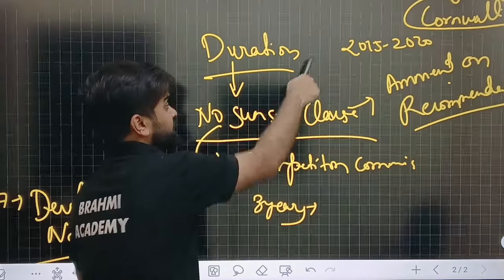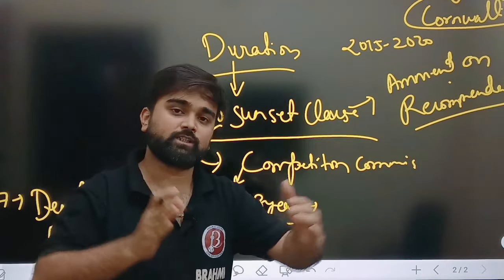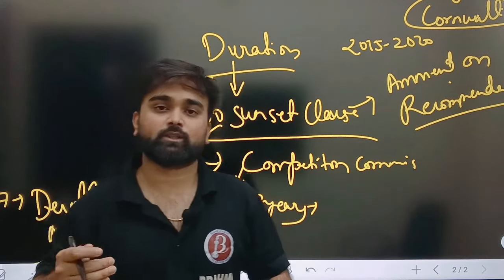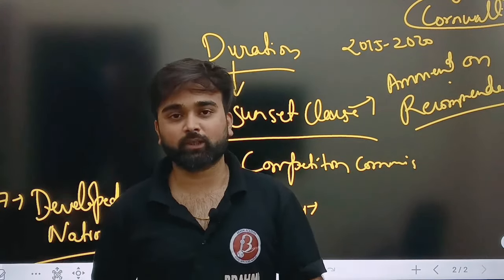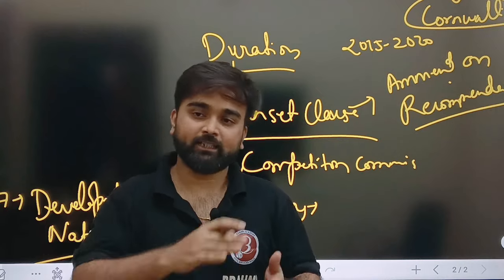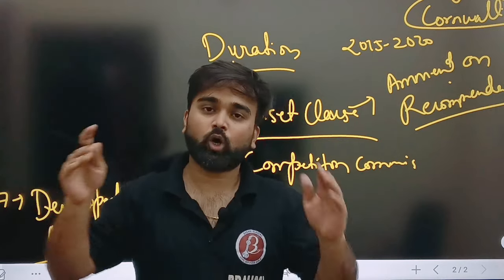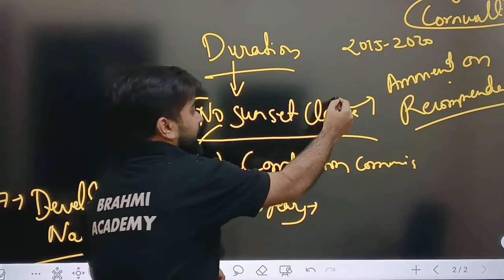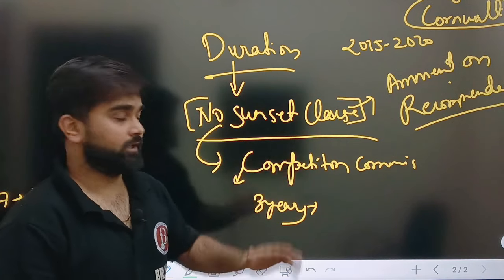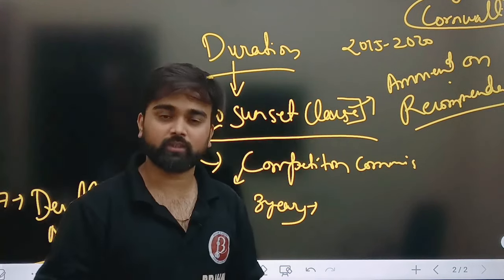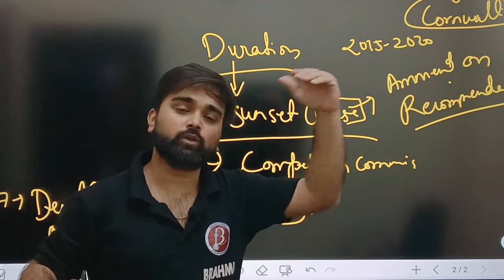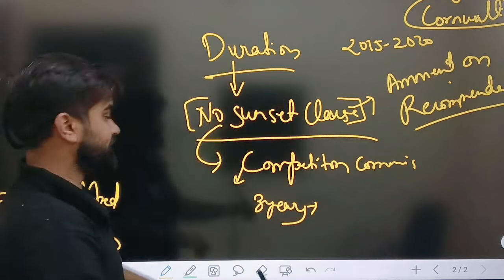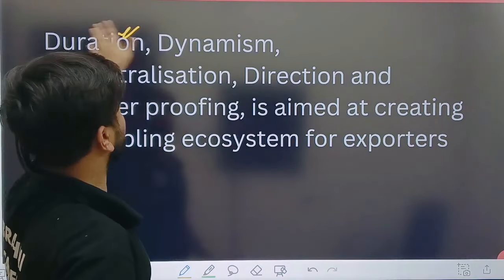Similarly, what the government wants is to fix this foreign trade policy for the longer term, so the confidence of exporters will be more, because they know these policies won't change overnight. It will be gradually changed, or else it won't be changed. That is why the government has put this no sunset clause, ensuring the trust and confidence of those exporters who want to export products to different parts of the world. So the first thing, the duration part, is there.